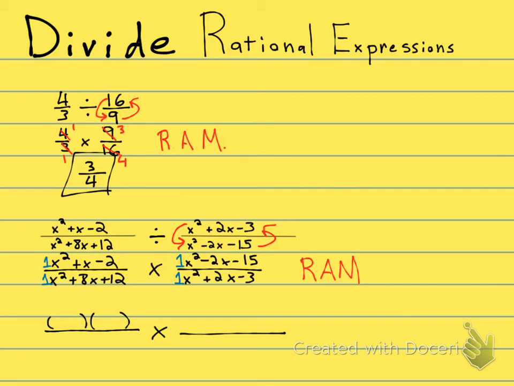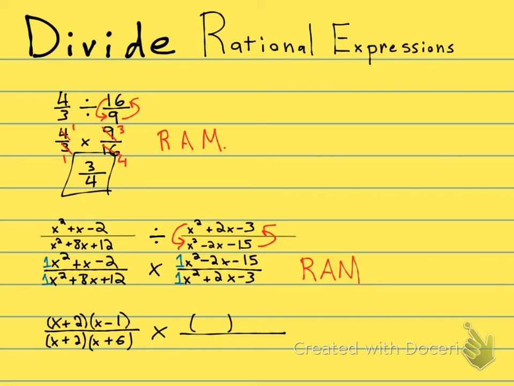So let's see. What are we going to have? x and x, 2 and 1. It's going to be x plus 2, x minus 1. This one down here is going to be x and x. Let's see, multiply to get 12. It's going to be 2 and 6. Multiply to get 12, add to get 8.